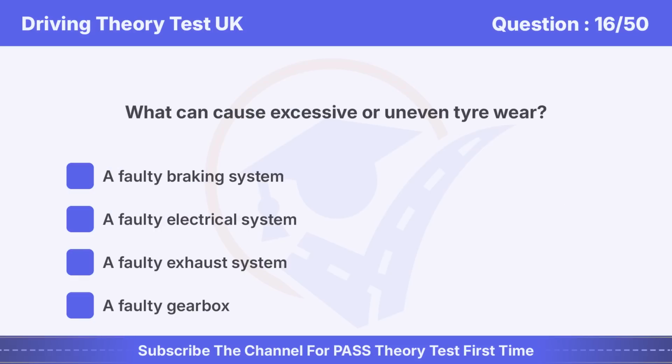Question 16. What can cause excessive or uneven tire wear? Option A, a faulty braking system. B, a faulty electrical system. C, a faulty exhaust system. D, a faulty gearbox.